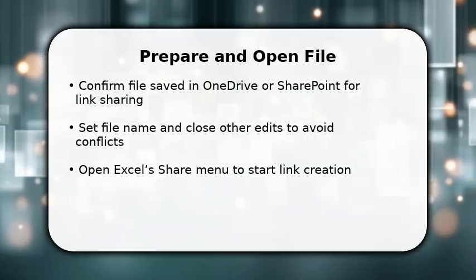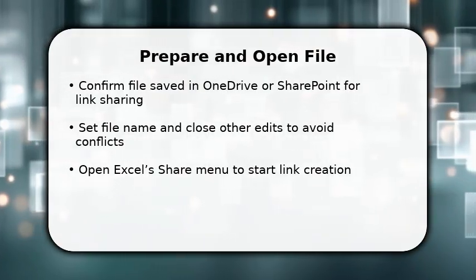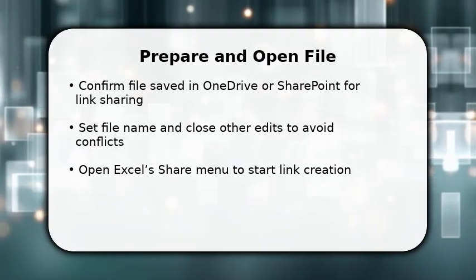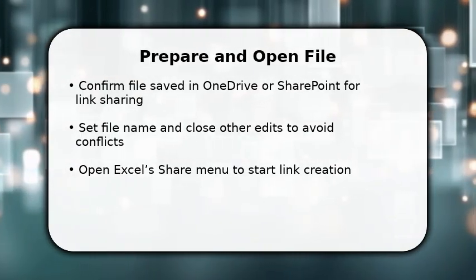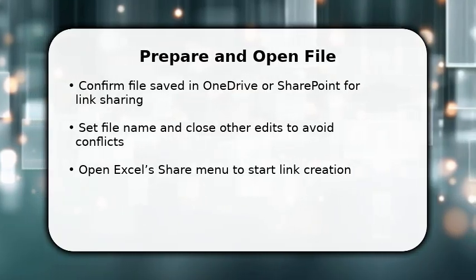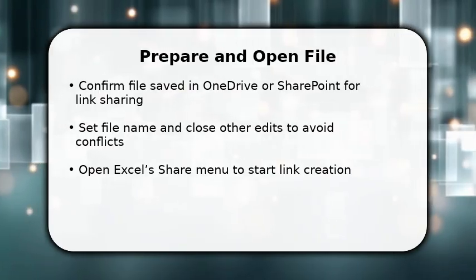You start by making sure the workbook lives in OneDrive or SharePoint so link sharing works reliably. Open the file in Excel or Excel for the web. Once open, click Share. Choose whether recipients can edit or view. This matters because edit links let others change data and view links keep your sheet intact.